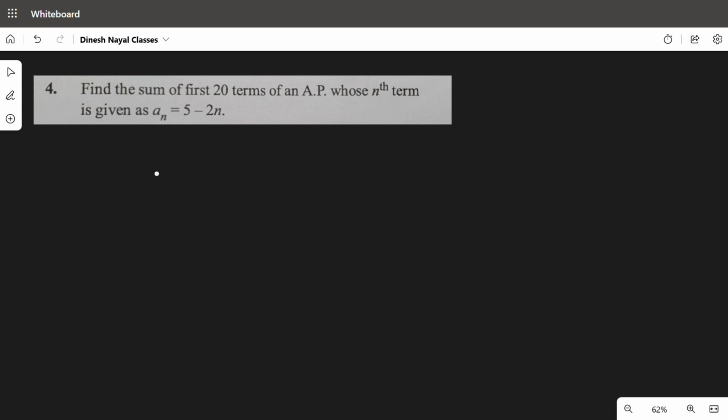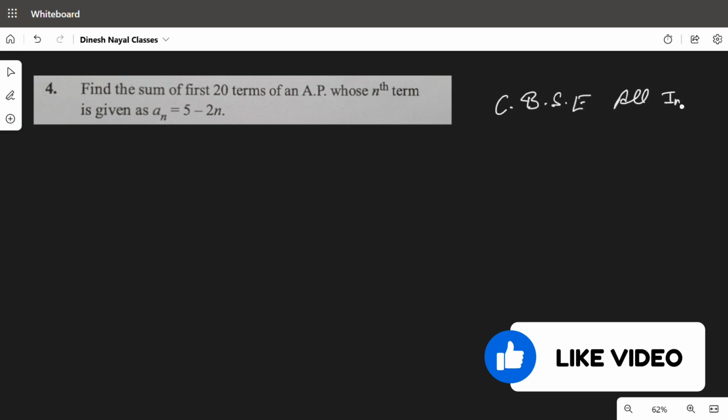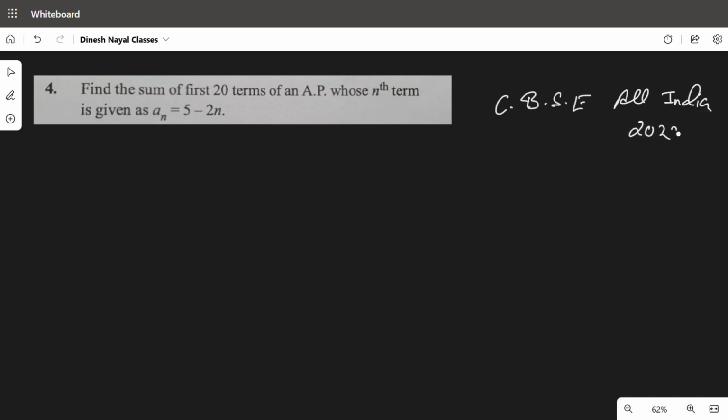So our next question is from CBSE board, all India. The year was 2022, and this is for 2 marks, and it is from Section A, 2022 Term 2. And I think the previous question was also from Term 2 only. Section A, Term 2. So this is the fourth question.